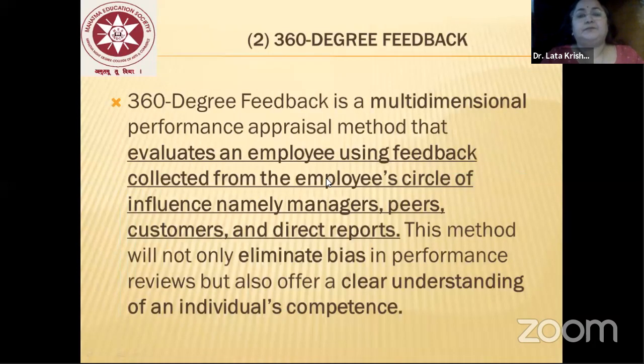Now, we are moving on. We finished with management by objective. We are moving to the second method of performance appraisal, which is 360-degree feedback. This is a very easy and very important, very modern, very fair and rational method for performance appraisal.